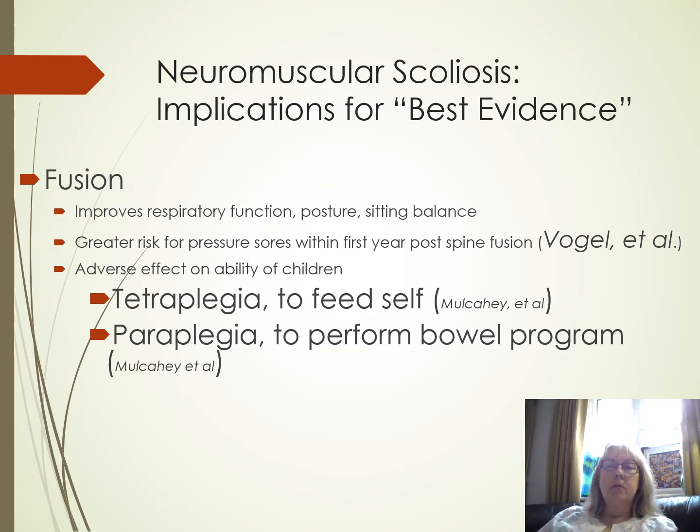And you've got to consider what you're going to change about how the child will feed themselves, particularly in those with tetraplegia, and how to perform such things as the bowel program if the spine is no longer as flexible. But you are actually maybe losing this in order to keep the heart and lung working better.